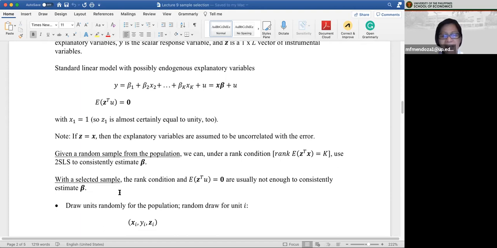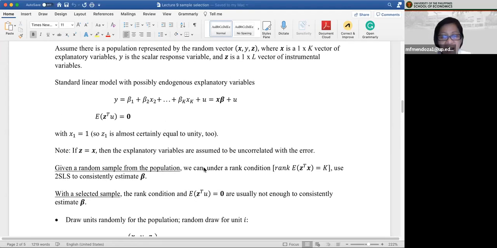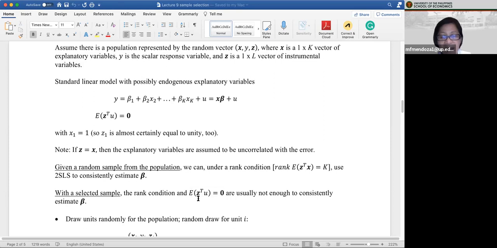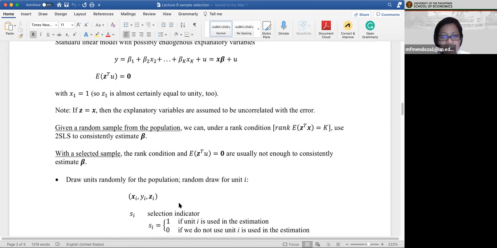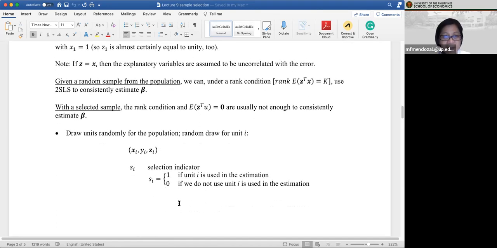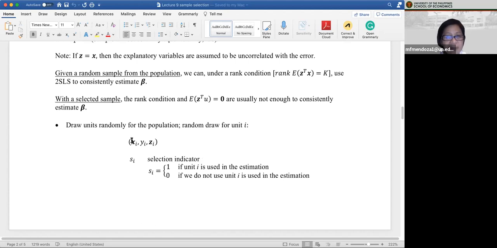But what if you have a selected sample? Then the rank condition and this orthogonality condition are usually not enough to consistently estimate β. If you have sample selection, it does not always follow that two-stage least squares will give you consistent estimates. So let us see how that goes.